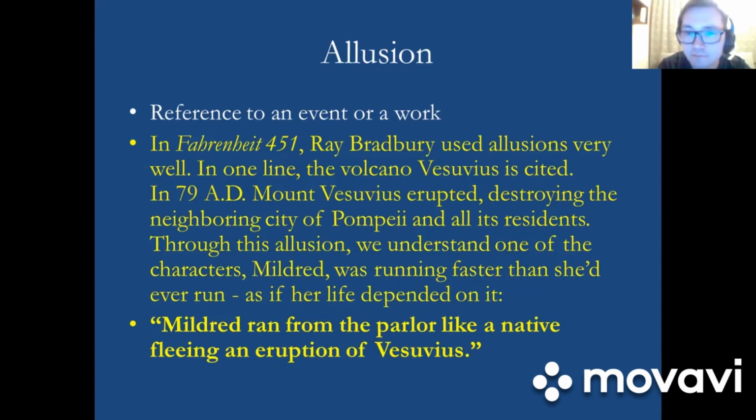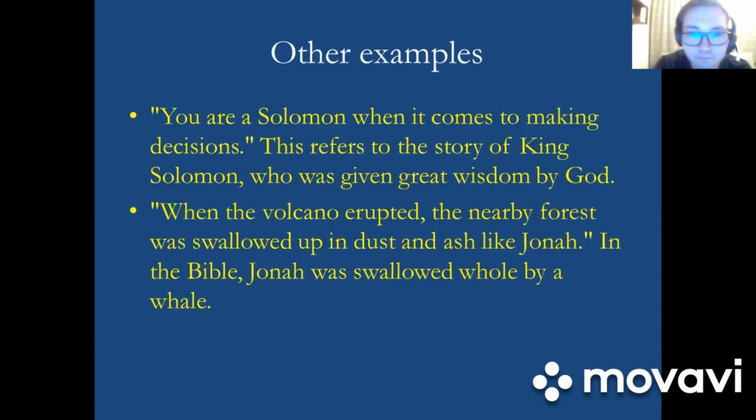So in translation of allusion, you have to first of all be able to identify it, to see that there is a reference to some event or a work. And after that, if you are not aware of the reference, you have to search for additional information so as to translate the word or expression correctly. Here you can see other examples of allusion.